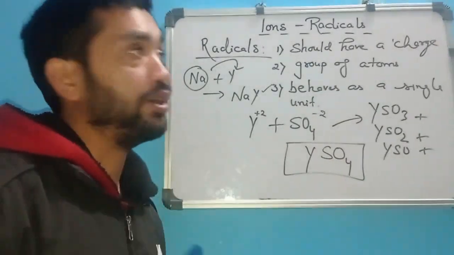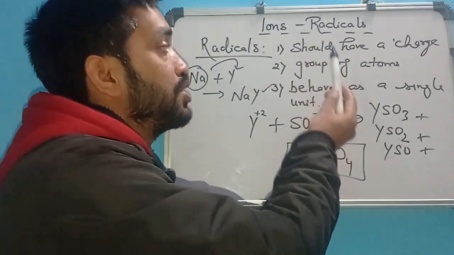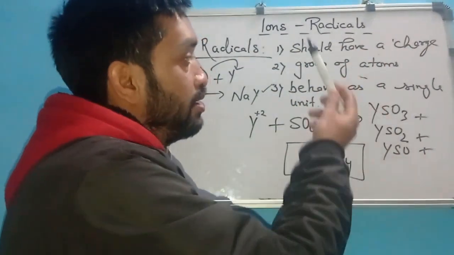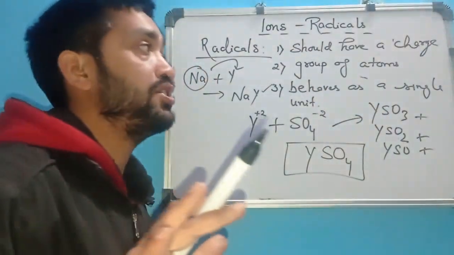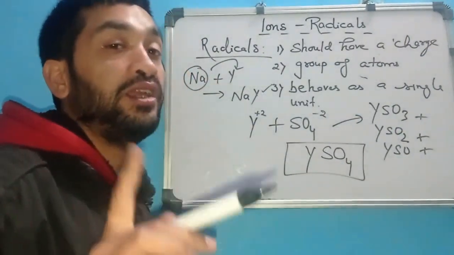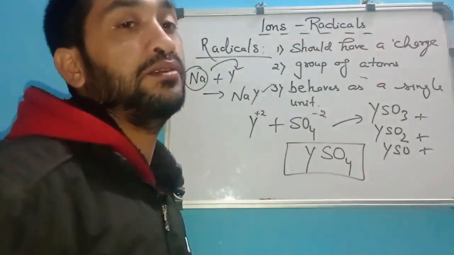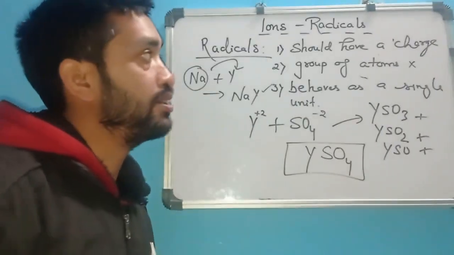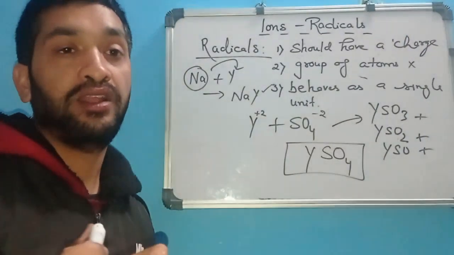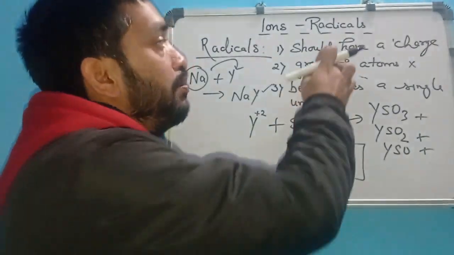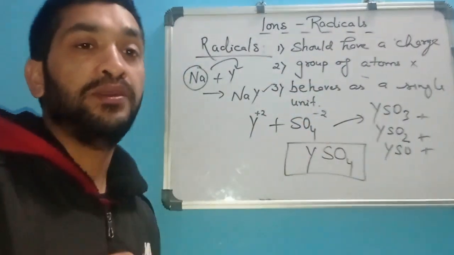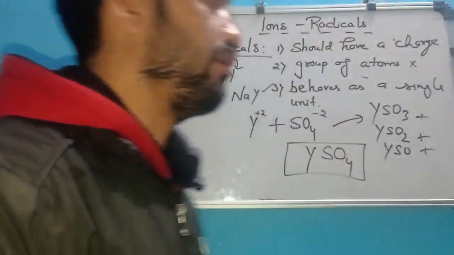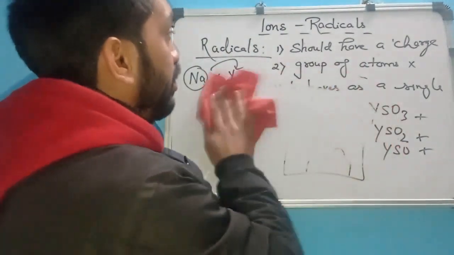Now I hope radicals is clear to you. Radicals are species which are having a charge. They are a group of atoms and they behave as a single unit. If these three conditions are there, then it's a radical. If suppose the second one is not okay for the given species, then you cannot categorize it as radical. Even if one statement out of these three is wrong, it means it is not a radical. Now let's compare it with ions. How to differentiate a radical from ions.